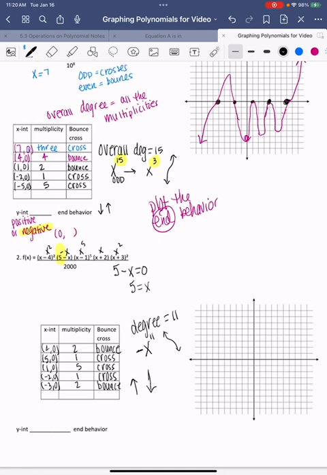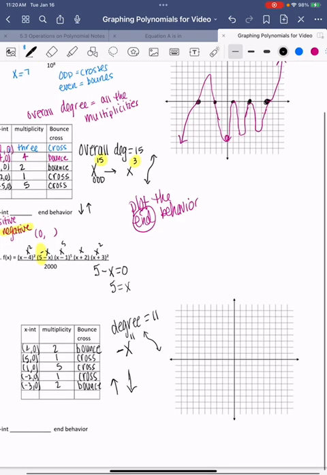So I'm going to plot all my intercepts. Let's see, we've got 4, 0, 1, 2, 3, 4, 5, 1, negative 2, and negative 3. My end behavior. The left side of this graph goes up, the right side of this graph goes down.